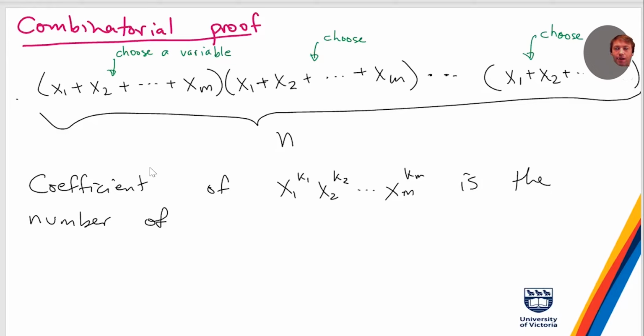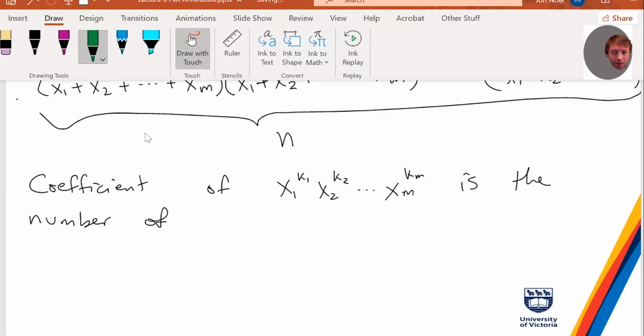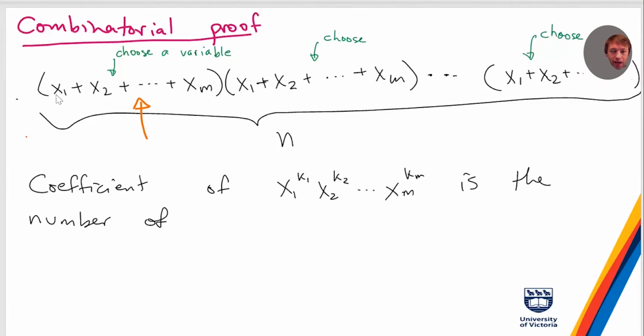Every term in the expansion comes from picking one of these variables in the first sum, and then picking one in the second, all the way up to the nth sum; in each of them we pick a variable. That's basically how you get a term of the expansion, if we don't collect like terms. So that corresponds to words.